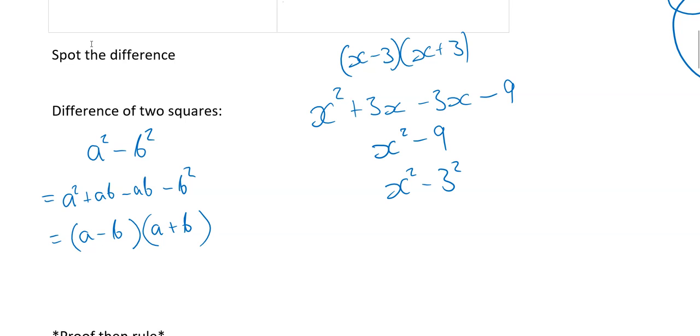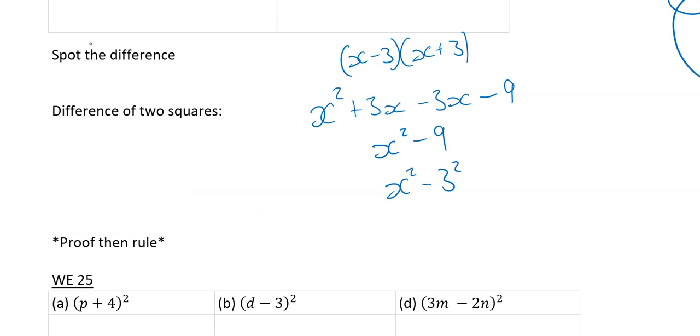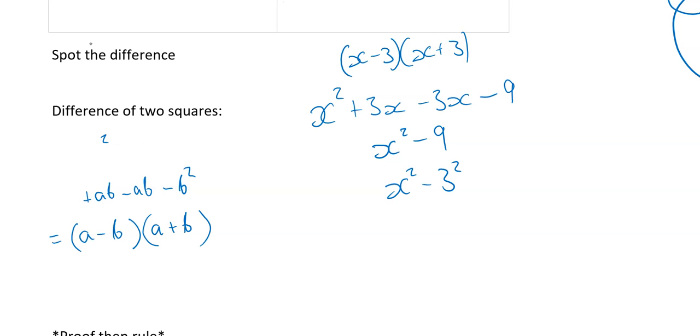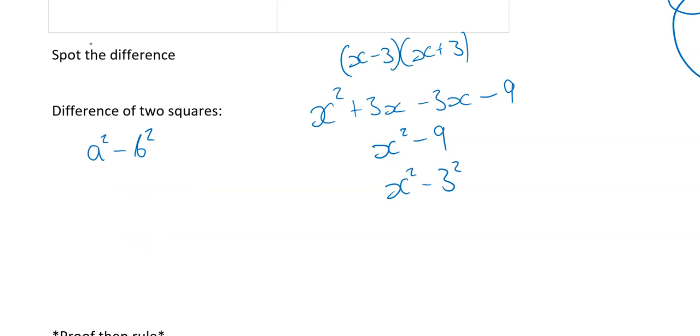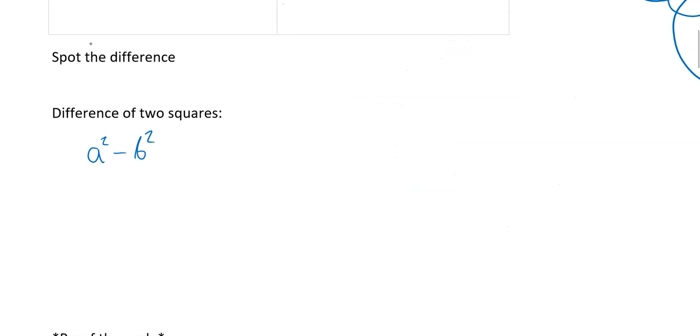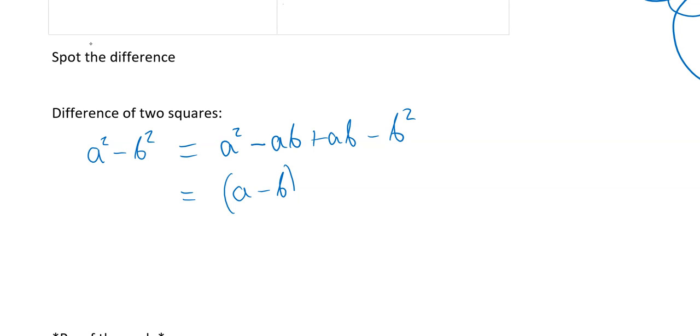Okay. Yeah, so actually, no, let me format it a little bit better before you write it down. So I want to delete this part. Okay, and then a squared minus b squared equals a squared minus ab plus ab minus b squared, and that is equal to a minus b, a plus b.